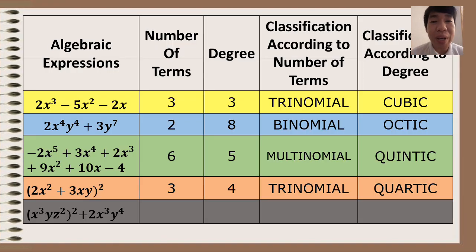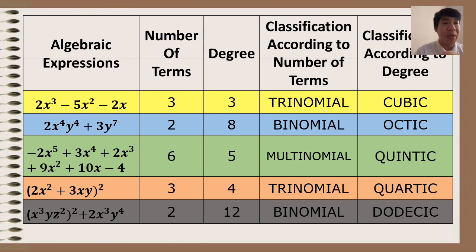Therefore, in the algebraic expression x cubed yz squared quantity squared plus 2x cubed y raised to 4, the number of terms is 2, and the degree is 12. And we classify it according to the number of terms as a binomial. And we classify it according to degree as a duodecic.